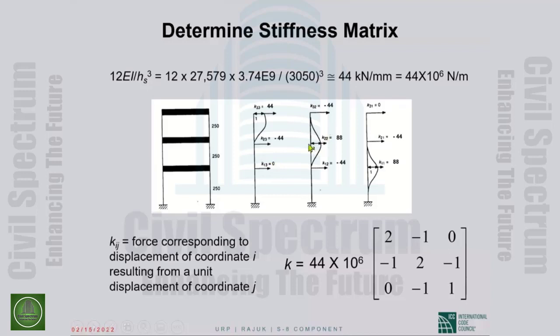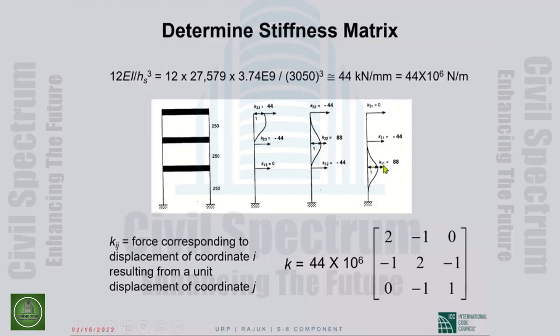If we impart unit displacement to coordinate 2, we will need a force of 88 units. There will be negative 44 at the top, negative 44 at the bottom. If we impart unit displacement to coordinate 1, we will need 88 there, minus 44 at the upper level, and then nothing at the top level. So these numbers we can assemble into a stiffness matrix.